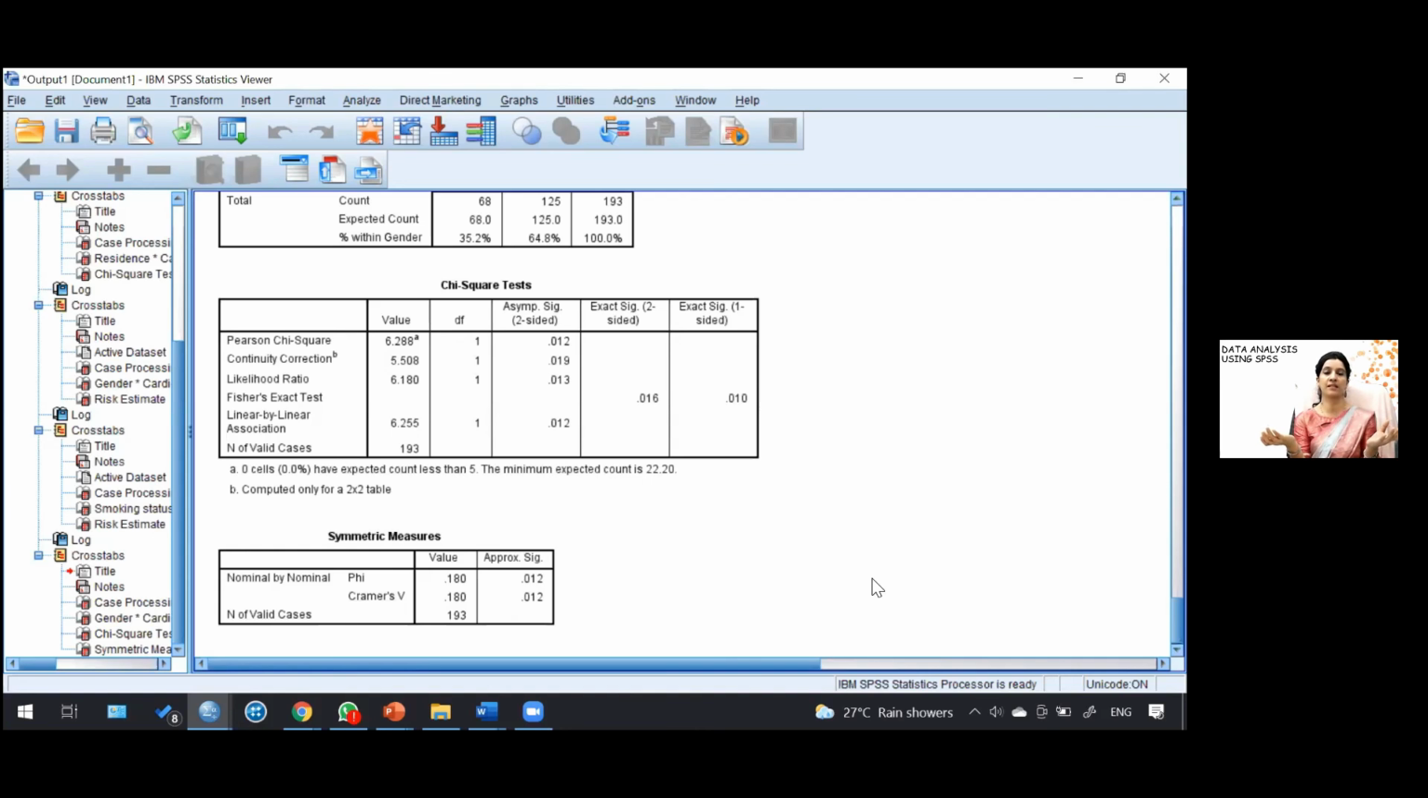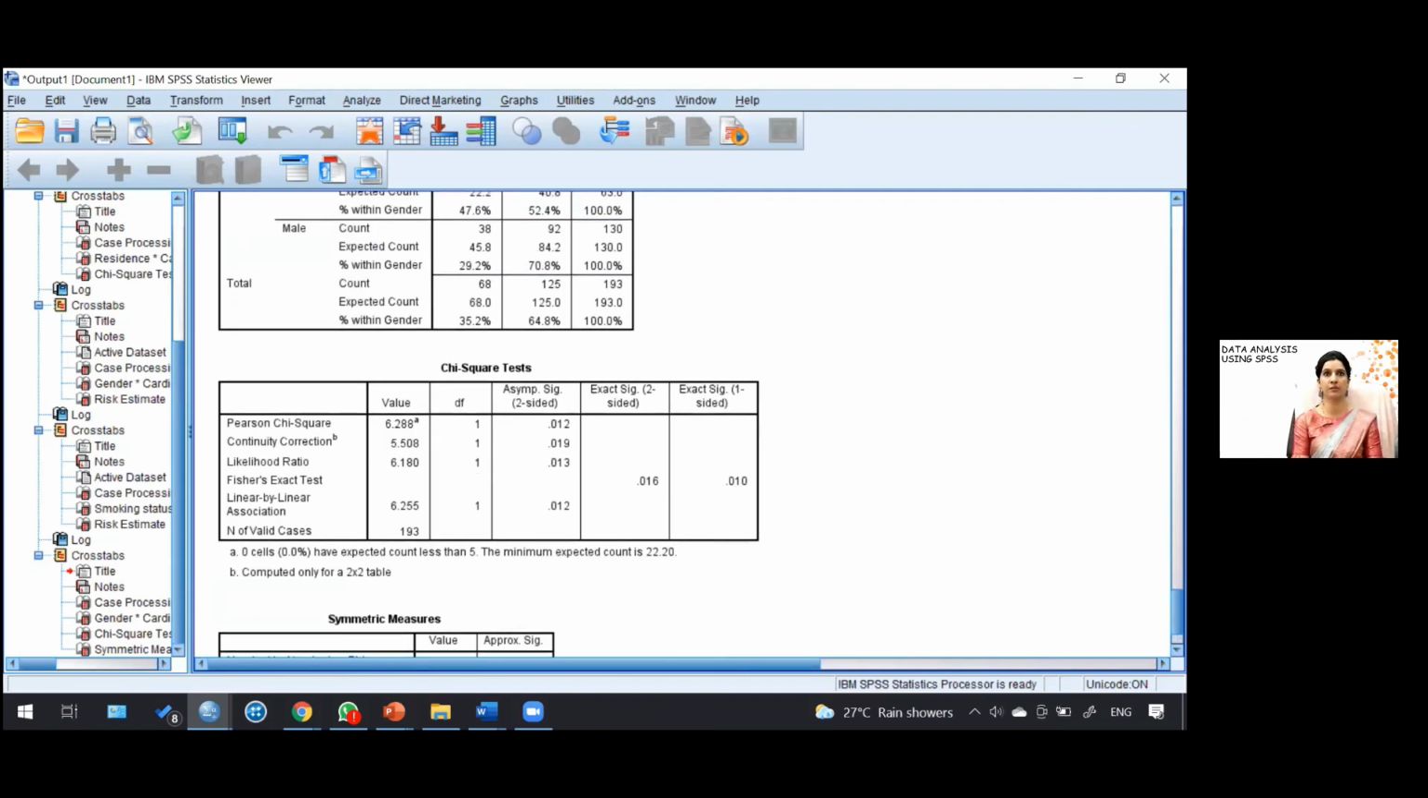So that's the hypothesis. So the null hypothesis, I have told you what? That there is no association. And in that case, if you say that there is association, a male can be higher or a female can be higher, male can be low or female can be low.